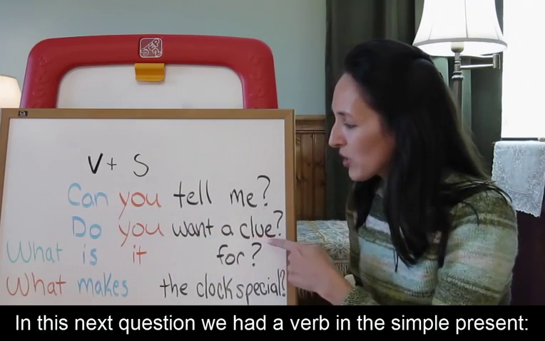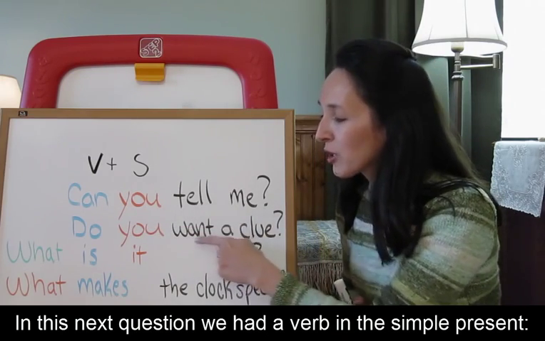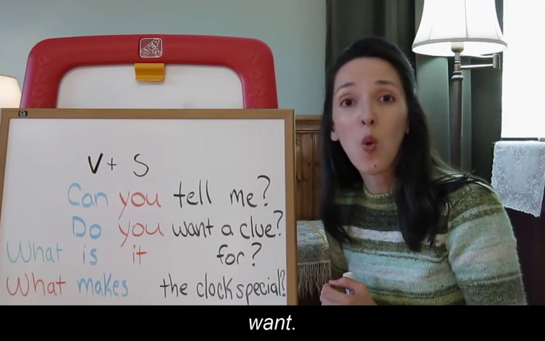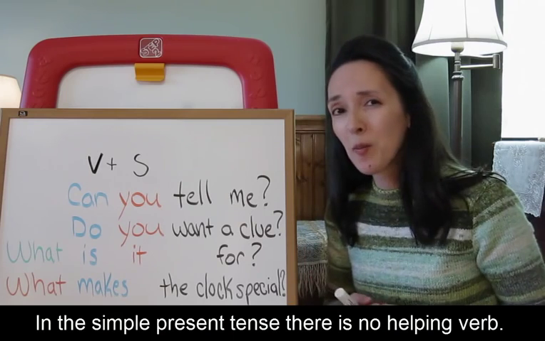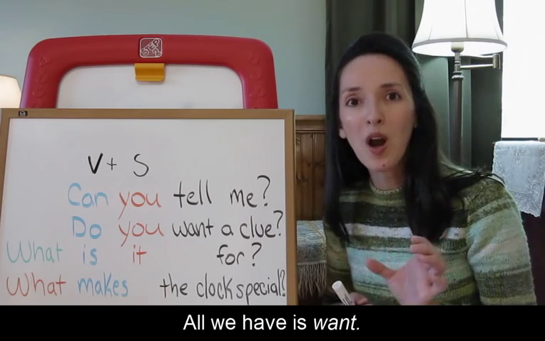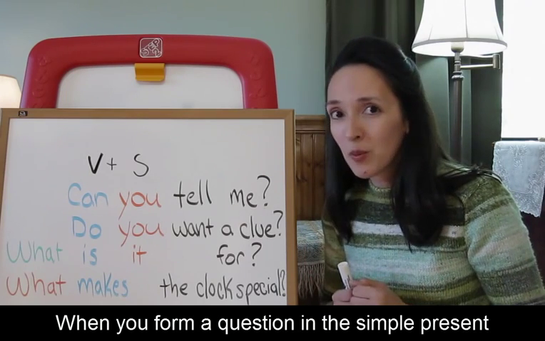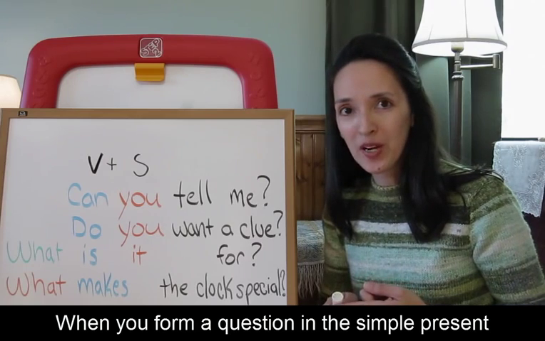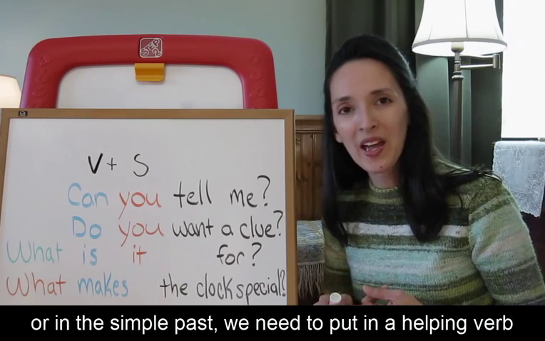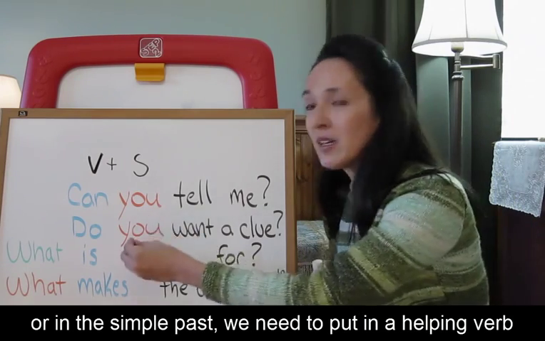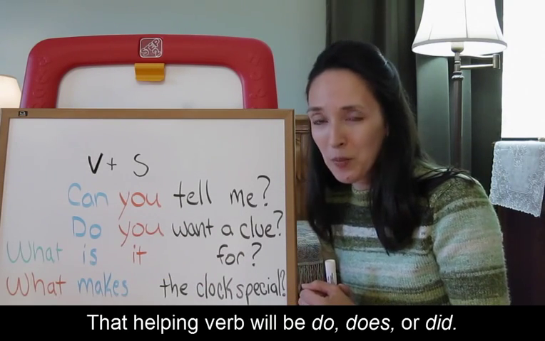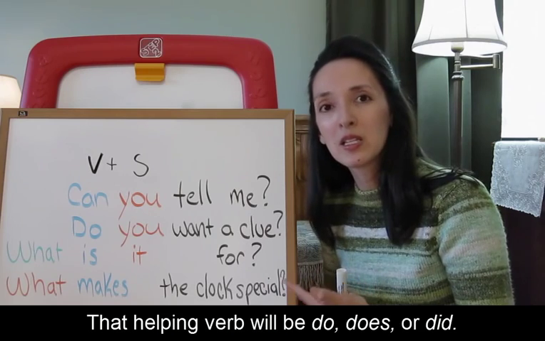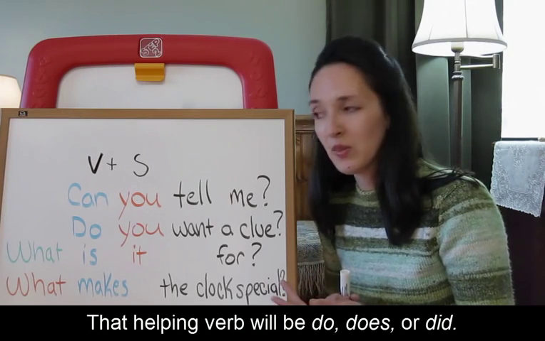In this next question, we had a verb in the simple present, want. In the simple present tense, there is no helping verb. All we have is want. When you form a question in the simple present or in the simple past, we need to put in a helping verb to form the question. That helping verb will be do, does, or did.